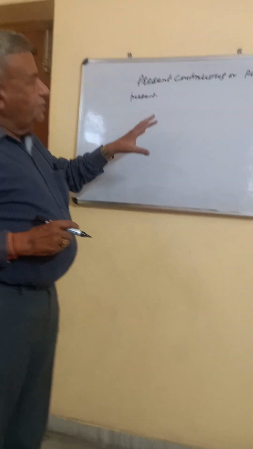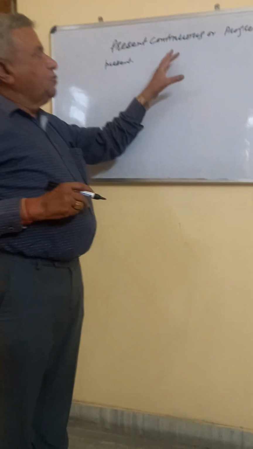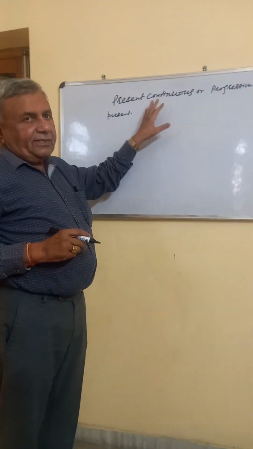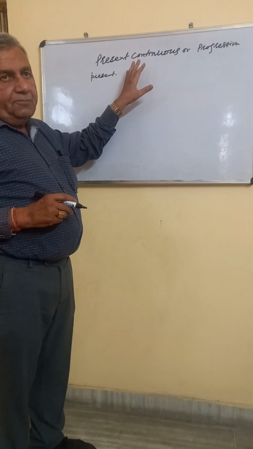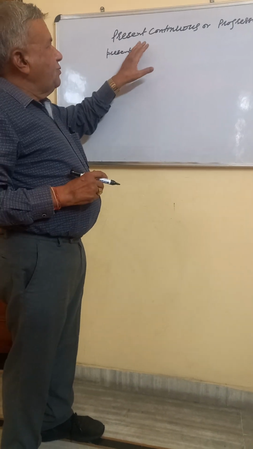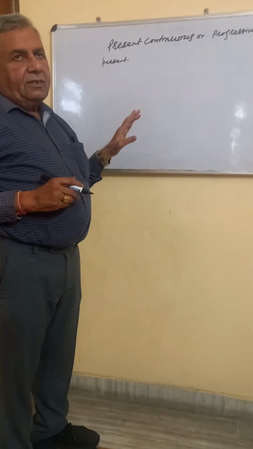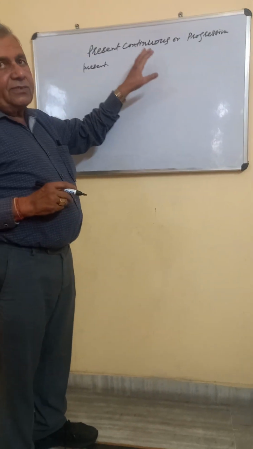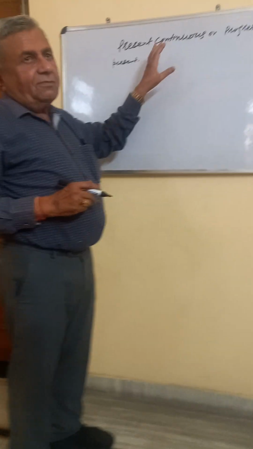So present continuous refers to an activity that is happening at the moment of speaking. When something is taking place right now, then we use present continuous tense. But how present continuous tense is formed, first we need to learn about it.